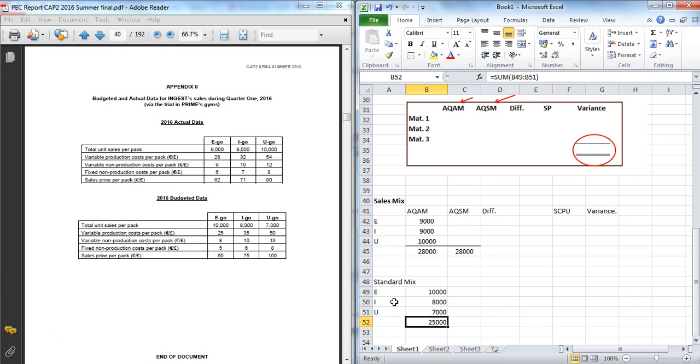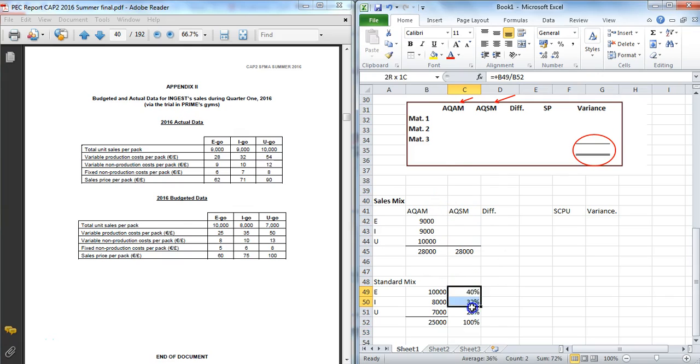So we're not interested in the total amount so much as the ratio of the mix. What percentage of this mix would be expected to be sold as Ego? They expected to sell 40%, 32% of all sales would be Igo, and they expected to sell 28% as Ugo. So that's what you call the standard mix, and if you ever have to do those, you're more than likely going to have to calculate that for yourself. It won't be given to you.